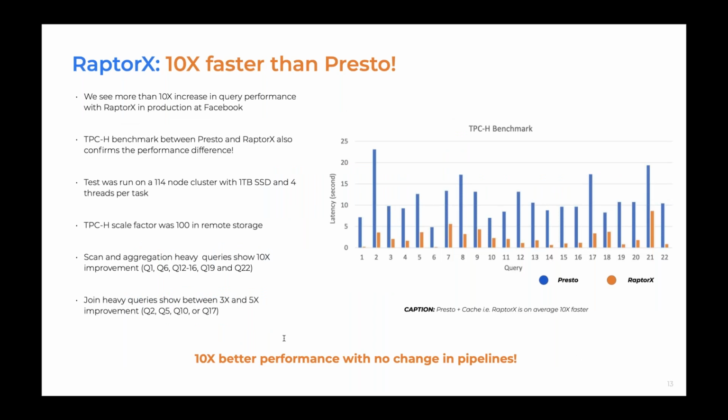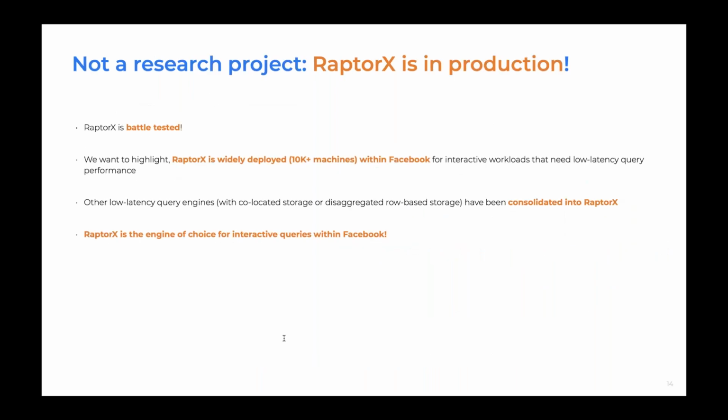Okay, we did some experiments with PCH against the vanilla Raptor, and we have been able to see more than 10 times better performance, both in terms of CPUs and latencies. This experiment was done with a 114 node cluster with 1 terabyte of SSD available. And this is not the only experiment. As I mentioned, this is not a research project. It is available in production, and for many of our use cases we have been able to see similar wins. This continues to grow and get more attention in Facebook, and more interactive use cases are leveraging these features now.